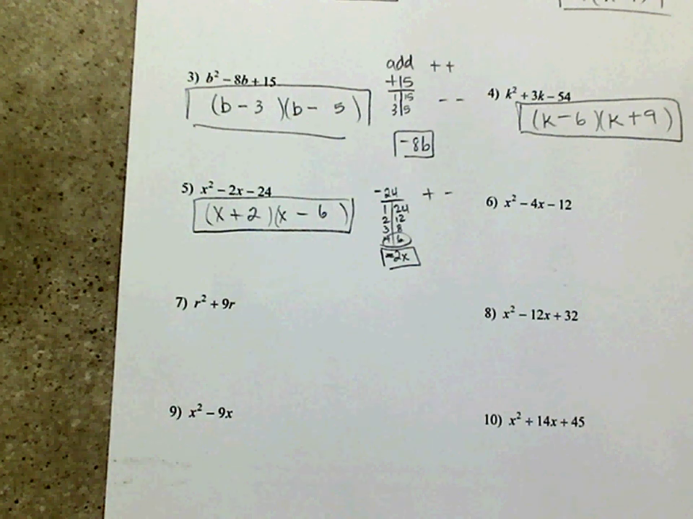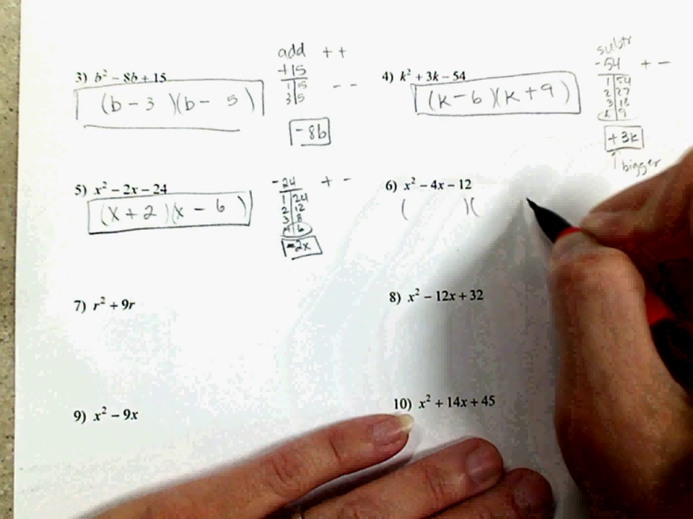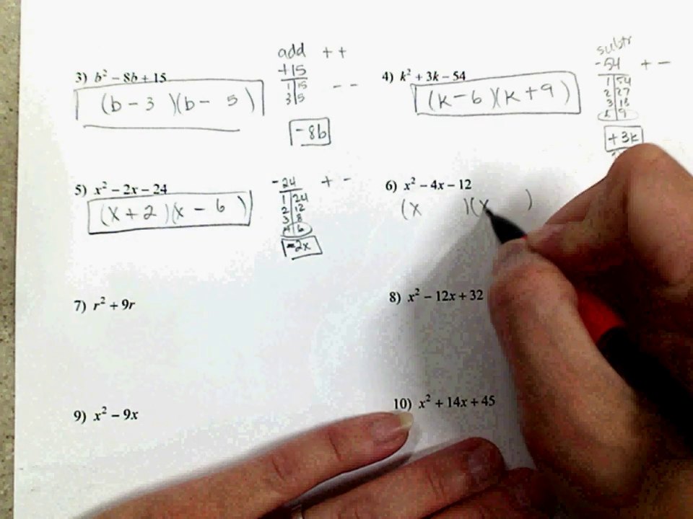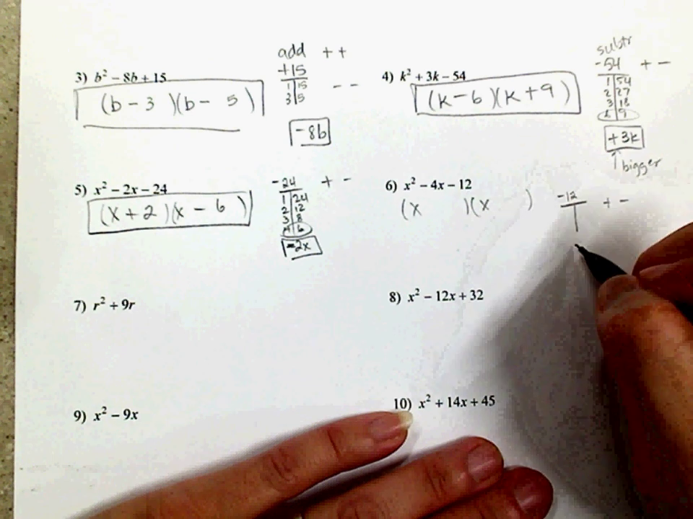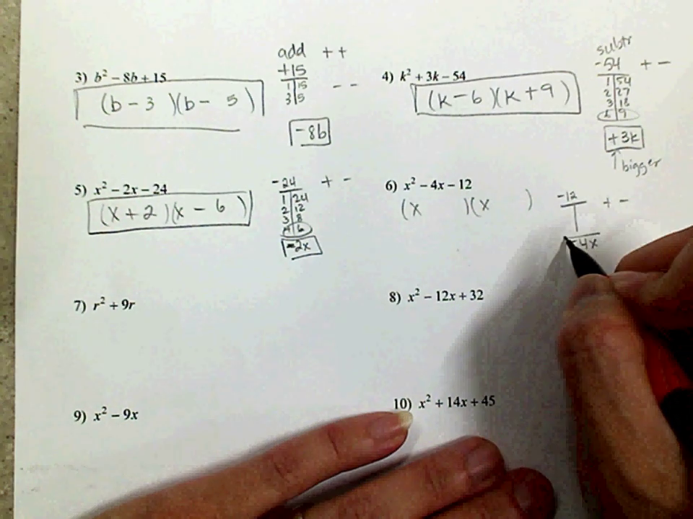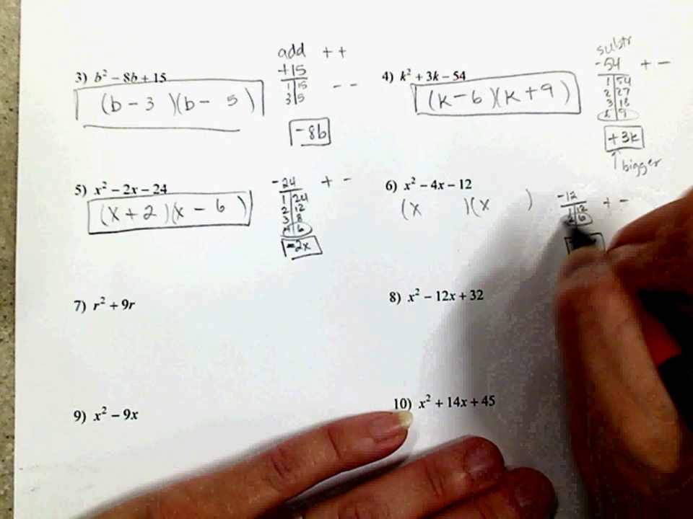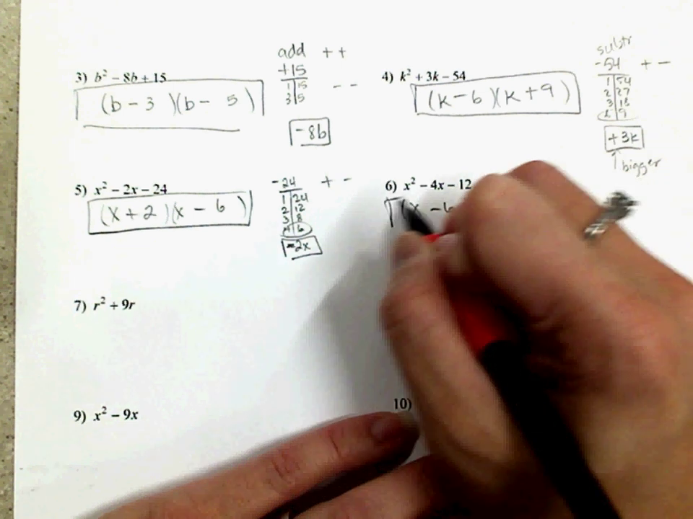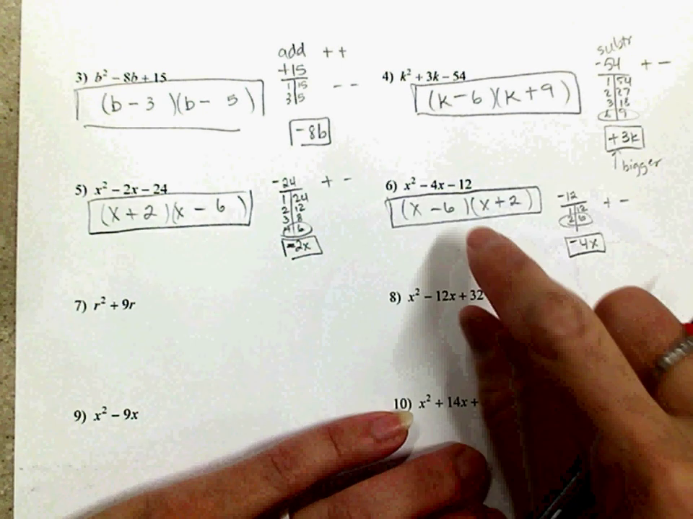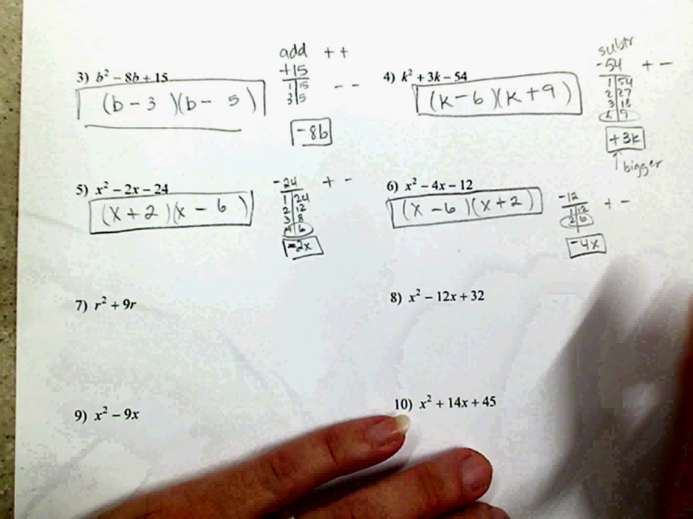Okay, number 6. 2 sets of parentheses. Factors of x squared is x and x. Negative 12, so it's going to be a plus and a minus, and I want it to subtract to give you negative 4x. 1 and 12, 2 and 6, right there. Negative 6, positive 2. Negative 6 times 2 is negative 12. Negative 6 plus 2 is negative 4. There's 2 things.